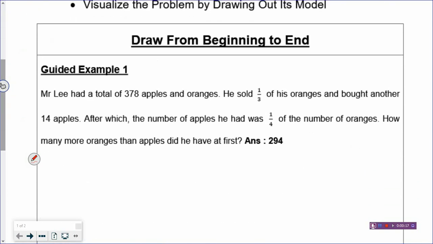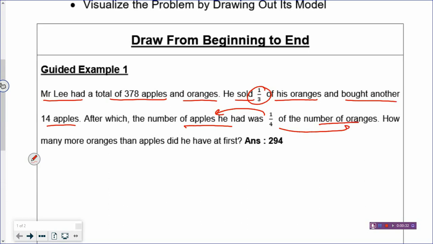Mr. Lee had a total of 378 apples and oranges. He sold 1/3 of his oranges and he bought another 14 apples. After that, in the end, the apples he had was 1/4 of the number of oranges. So how many more oranges than apples did he have at first? This is a before and after problem.